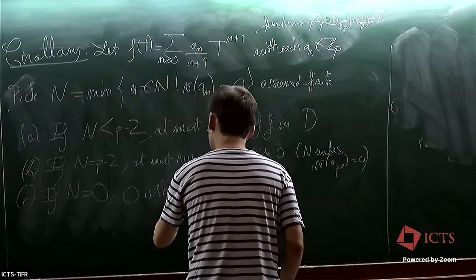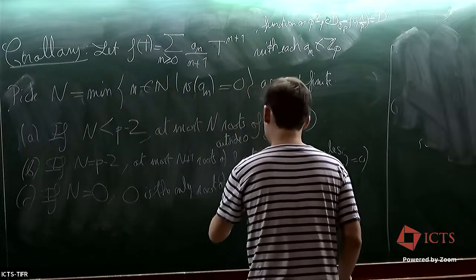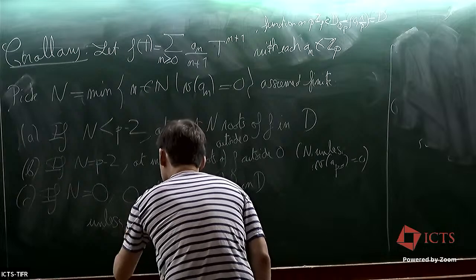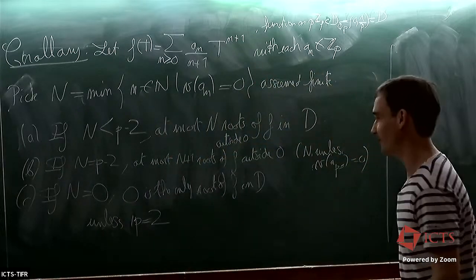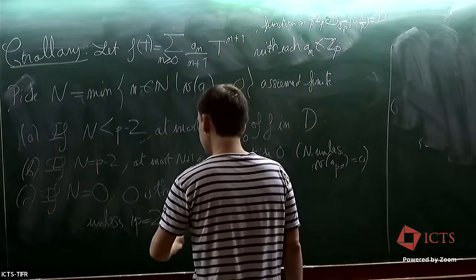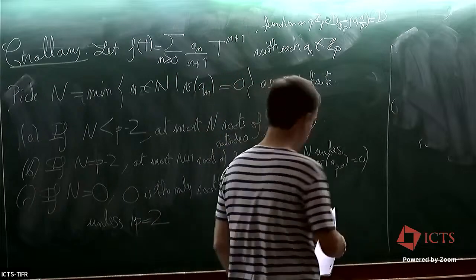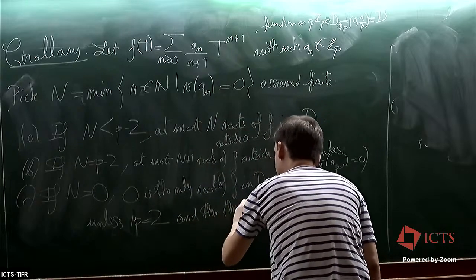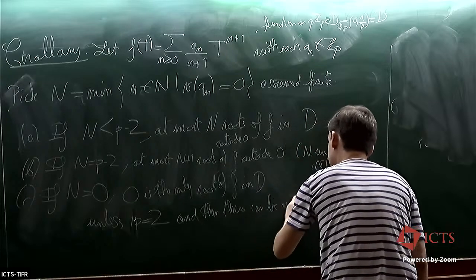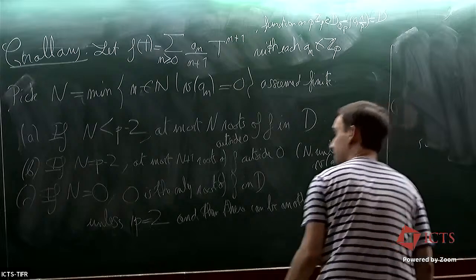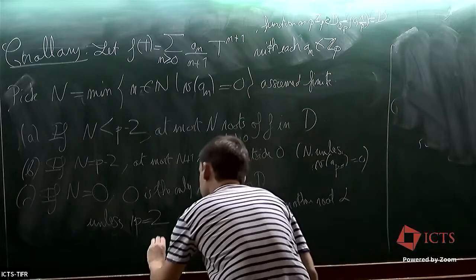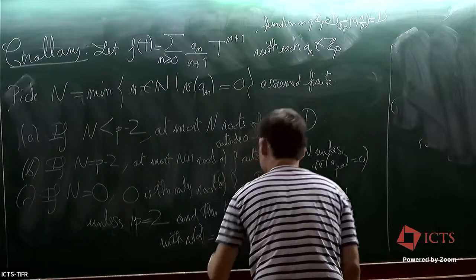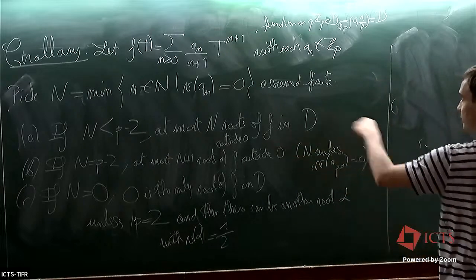0 is the only root of f in D, unless p is equal to 2. Okay, the prime 2 is always a bit of a bother because I'll do the drawing. p is equal to 2 here. And then there can be another root alpha, let's say, with the valuation of alpha equal to 1/2. Okay, I'll do drawings to explain.